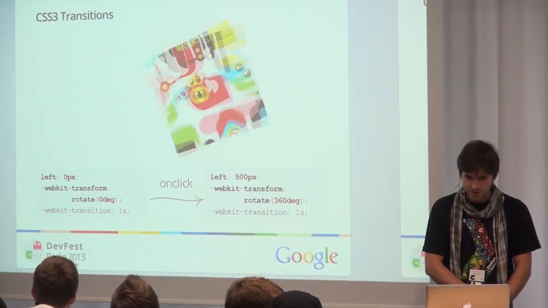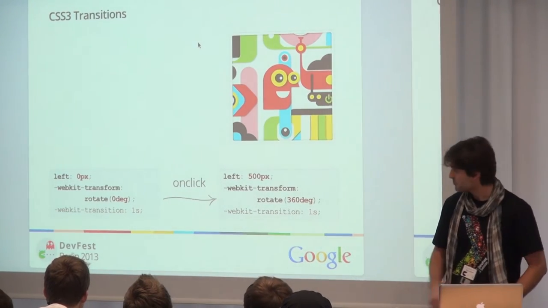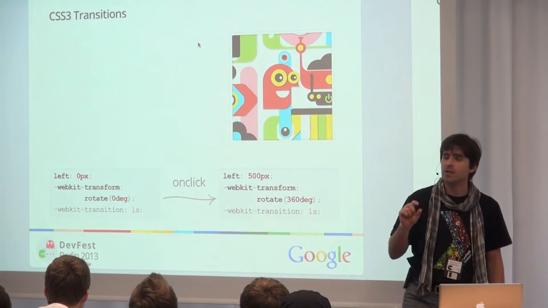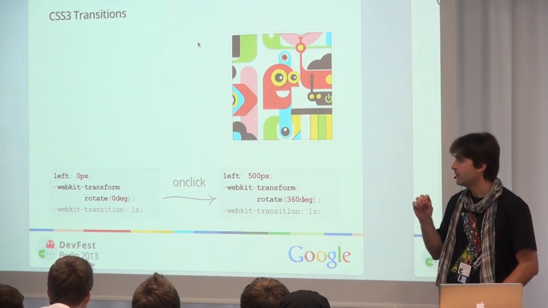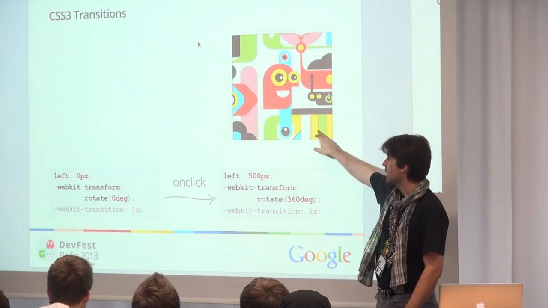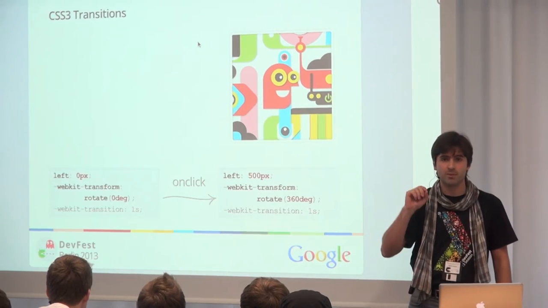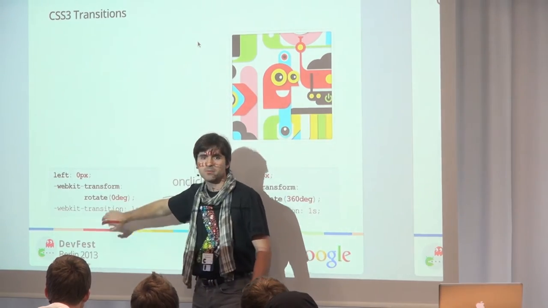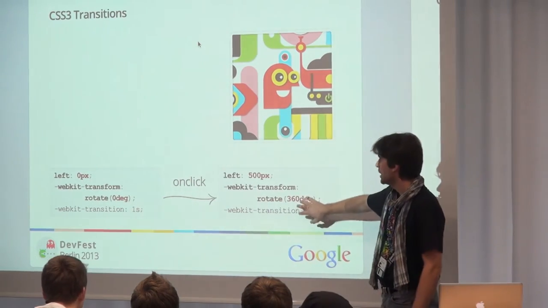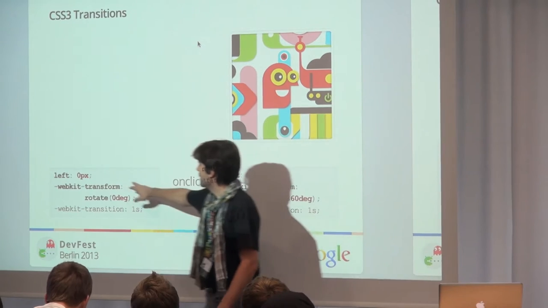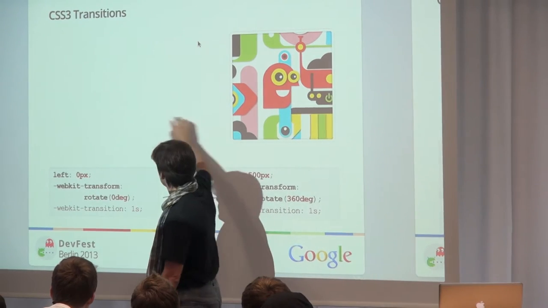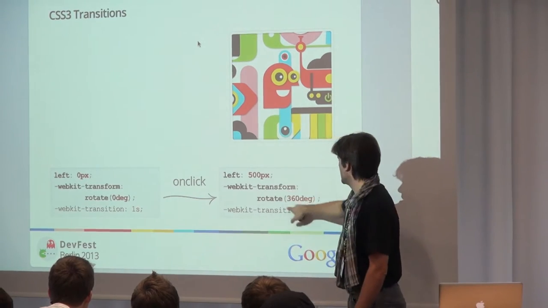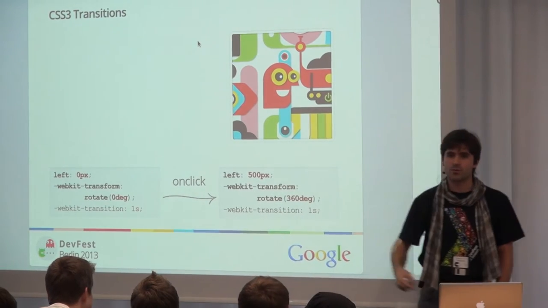So let's click here. What just happened? On my click, I have a little piece of JavaScript that does only one thing. It changes the class associated to my picture. So this is the initial class. It has these properties. This is the end class. And so you see here my picture is on the left. Here it's on the right. And it has a 360 degrees transform on it.